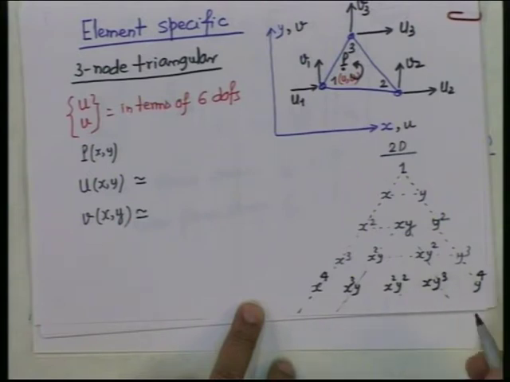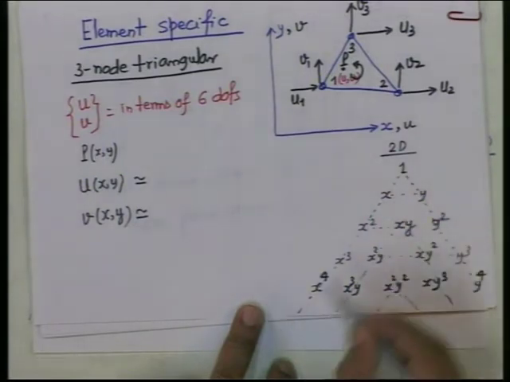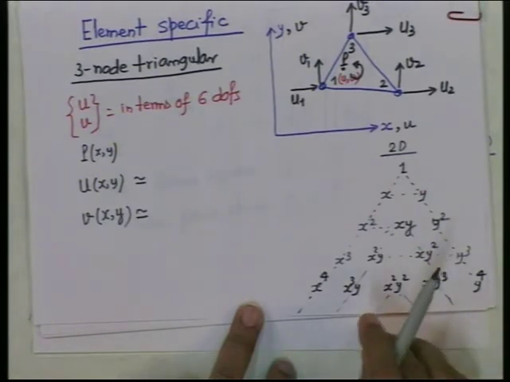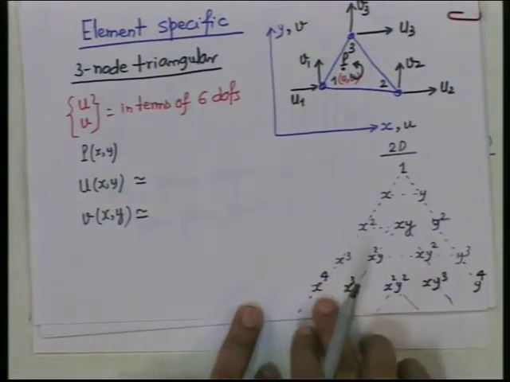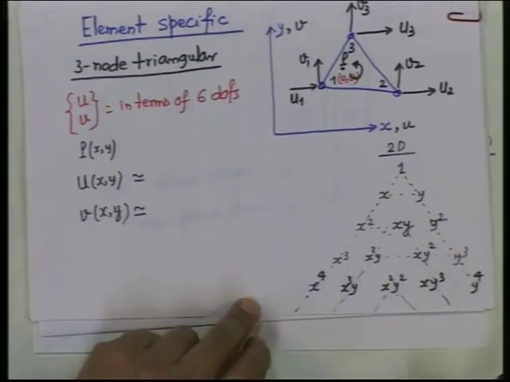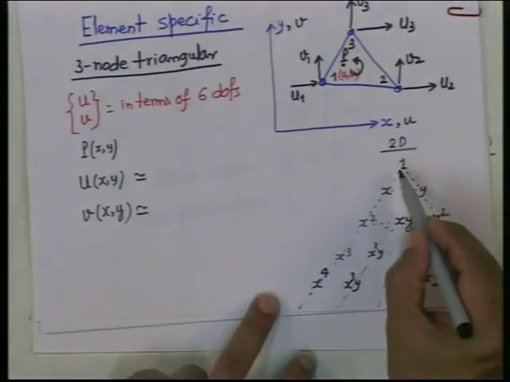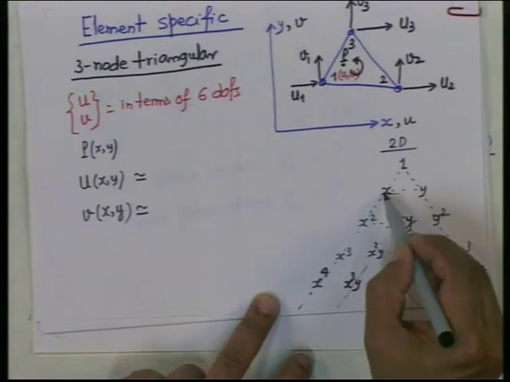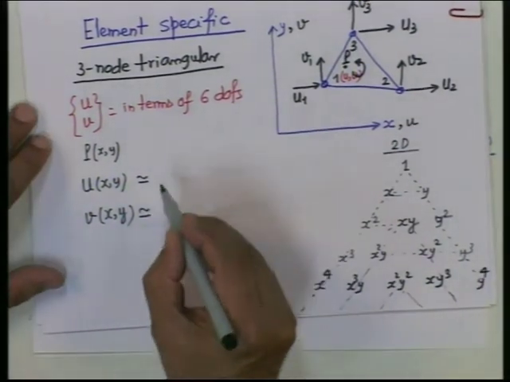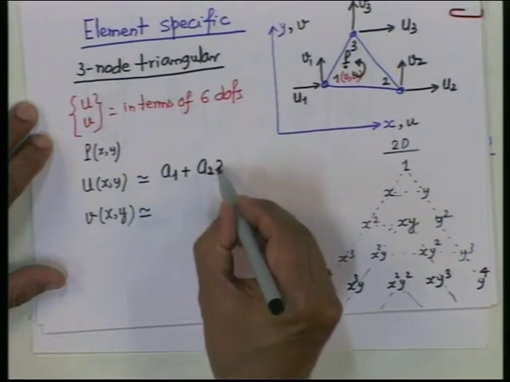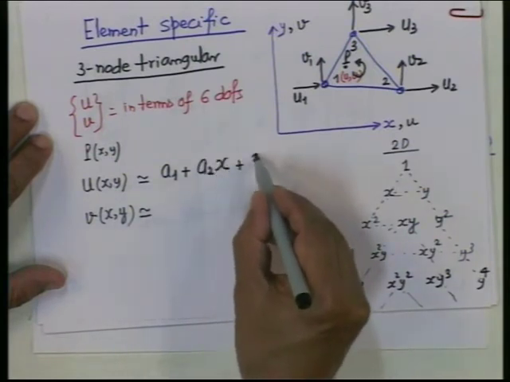Is it clear? See, these radial lines start like this: one from here, the next from x y, the next from x square y square. Like this the radial lines go on. So I have drawn all the terms in a 2 dimensional polynomial up to fourth degree. Here we are including only linear, for the 3 noded element 1, 2, 3. So constant, x and y. Let us call these a 1, a 2 x and a 3 y.